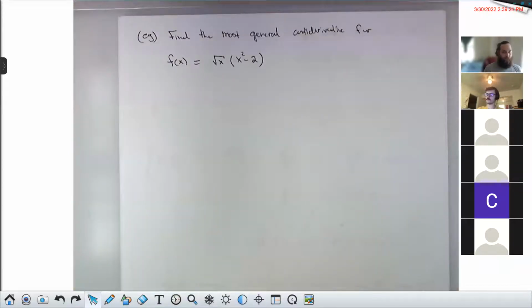Let's find the most general antiderivative for the square root of x times x squared minus 2. Definitely power function, power function, power function. I know how to anti-differentiate power functions. But again, I can't just dive in and anti-differentiate each piece and call it a day, because these are being multiplied. If I was going to differentiate this, I would have 2 options, either product rule, as it is now, or multiply it out and then use the power rule.